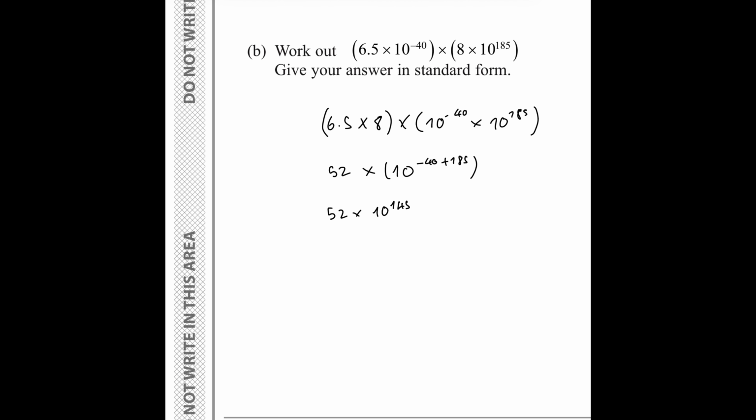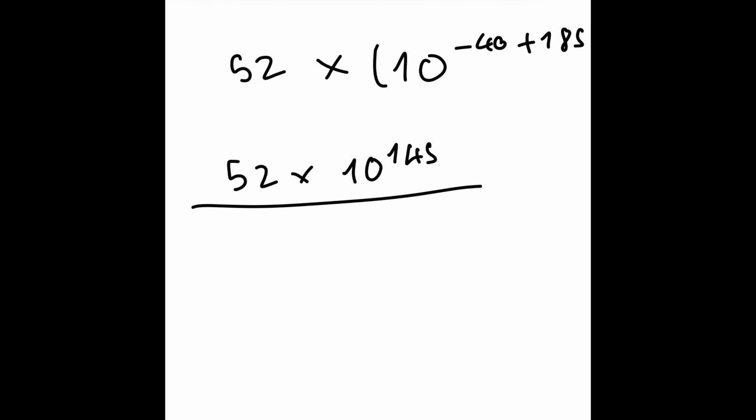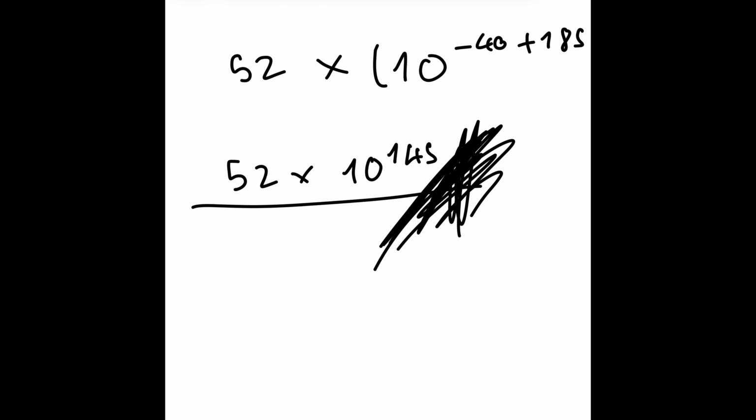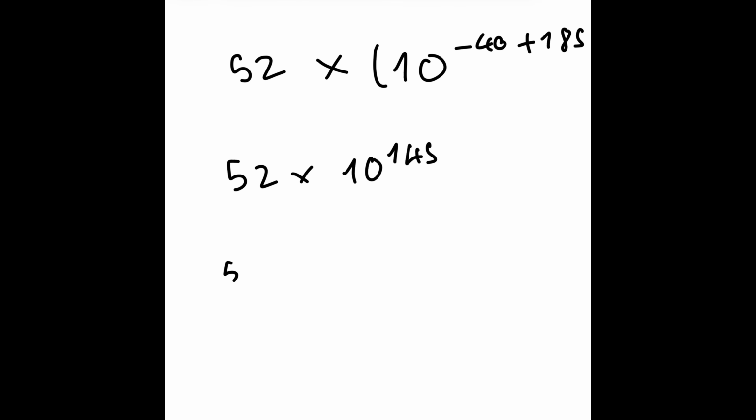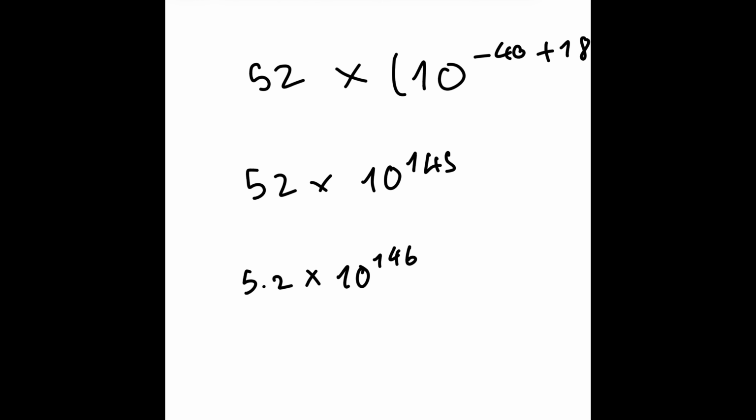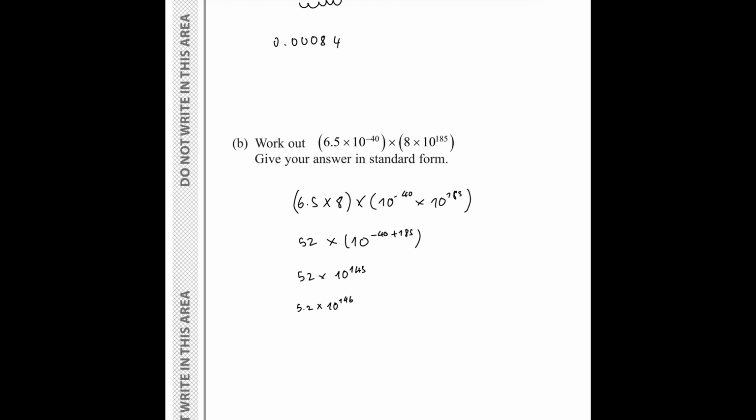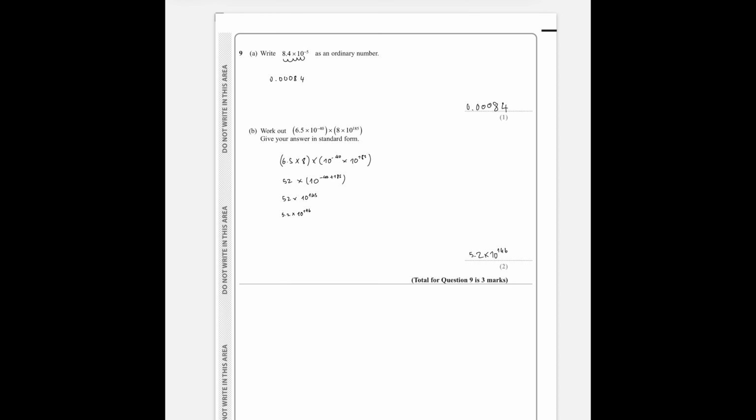But notice how this is not in standard form, because 52 is not between 1 and 10, and it can't be 10. Sorry, I don't know why it's not working. Let me just write this out. So what you have to do is 5.2 times 10 to the 146, because you have to move the decimal point back by 1, so you change the power of 10 by 1. That should be your answer: 5.2 times 10 to the 146. That's quite a nice question as well.